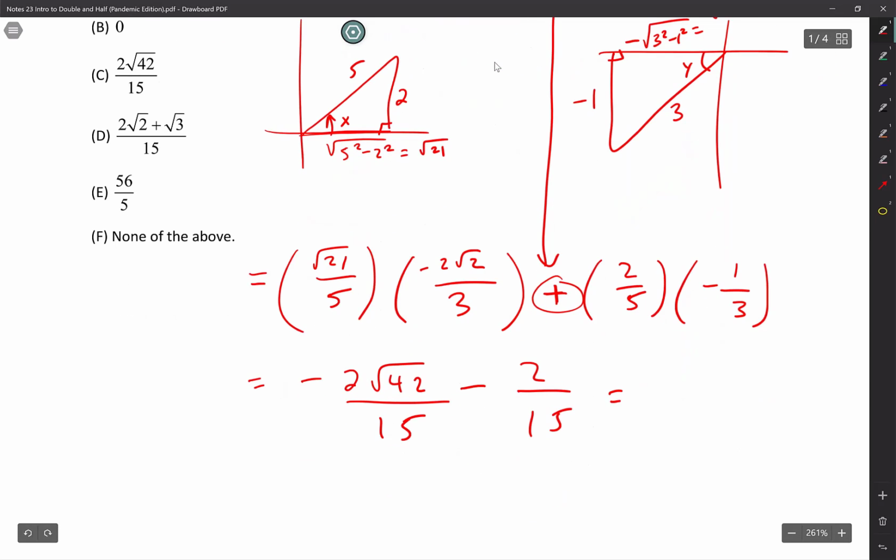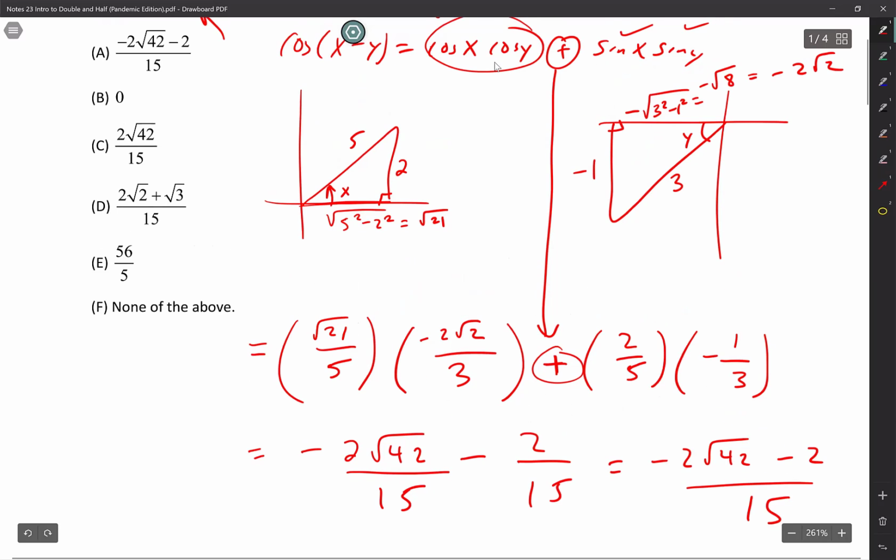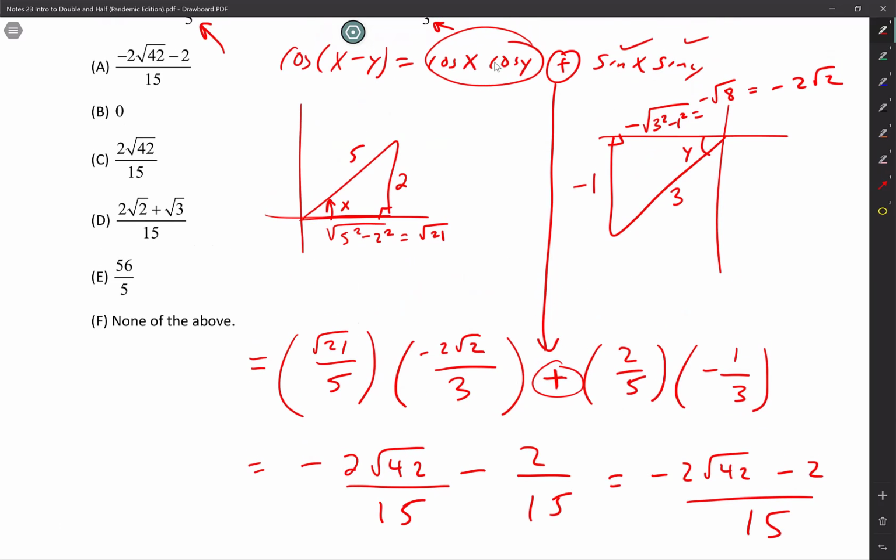I can combine like terms. -2 square root of 42 minus 2 over 15. And I kind of want to factor out a -2 in the numerator, but I don't think they did that. And here it is, letter A. How do we feel, guys?